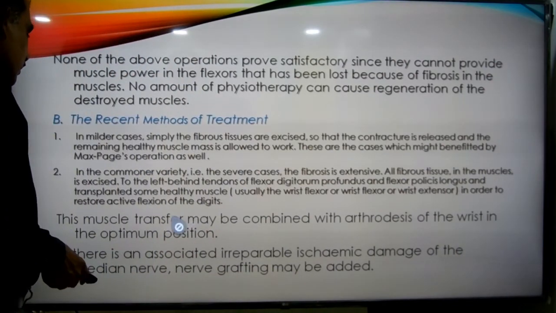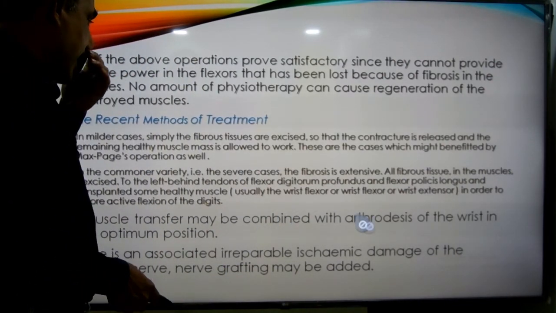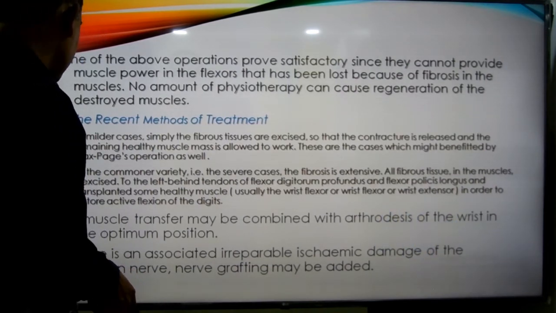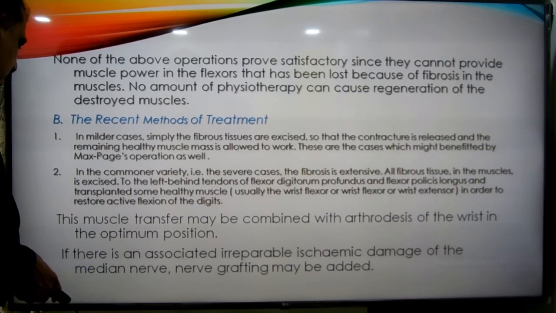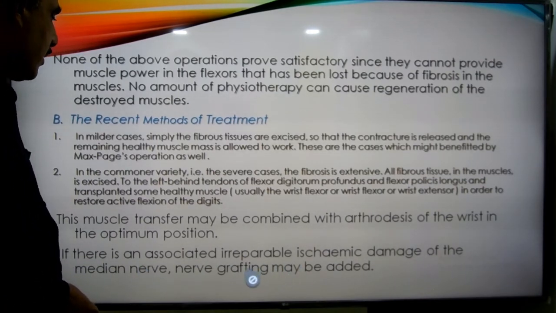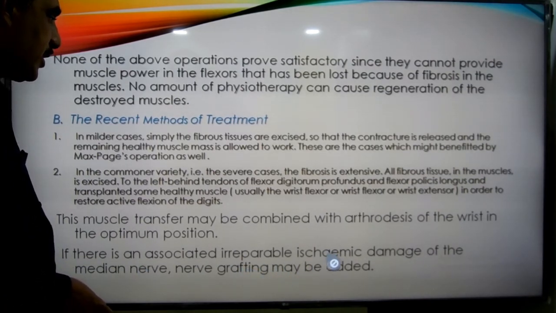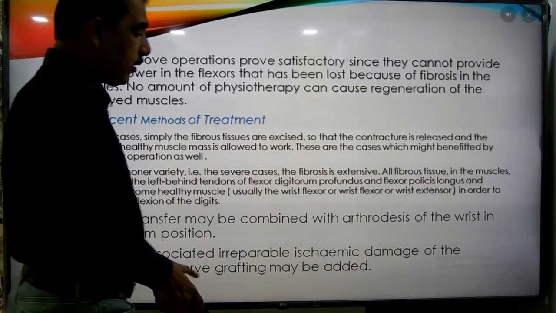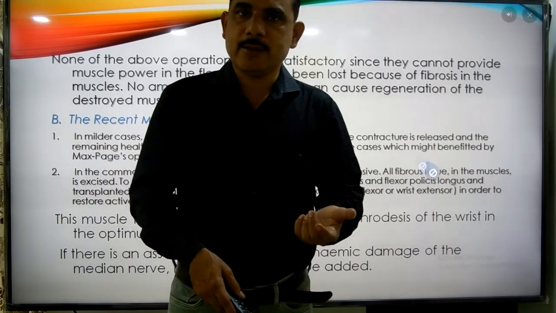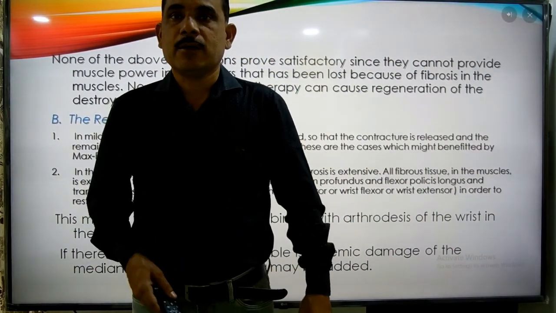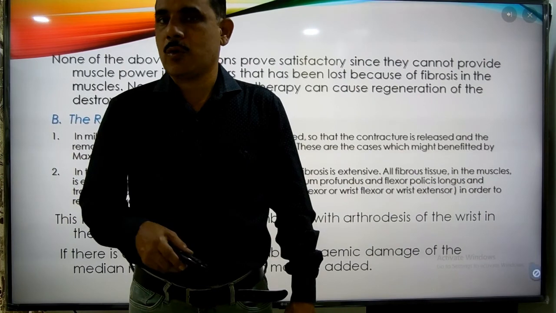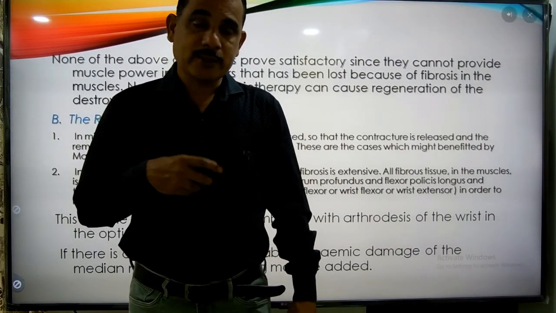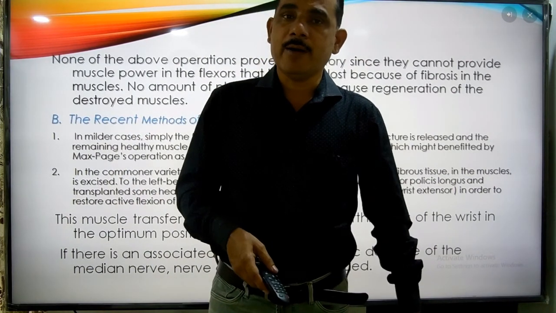So thus, this muscle transfer may be combined with arthrodesis of the wrist in the optimum position. If there is an associated irreparable ischemic damage of the median nerve, if the median nerve is damaged, it should be grafted, isn't it? So this is in Volkmann's ischemic contracture. Hope you will understand, isn't it? So watch the lecture carefully and prepare yourself.